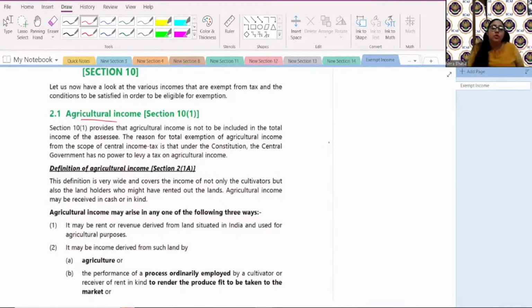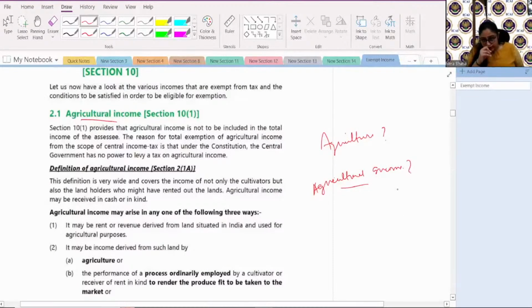The question that comes here is, what is agriculture? What is agricultural income? Everything cannot be agricultural income. If you grow anything in your house and you are selling it off and earning some income, it cannot be agricultural income. So yes, there is a certain definition of agricultural income, but there is no definition of agriculture in the Income Tax Act. In the Income Tax Act, we have been given the definition of agricultural income, which is in the definition section, section 2 clause 1A.